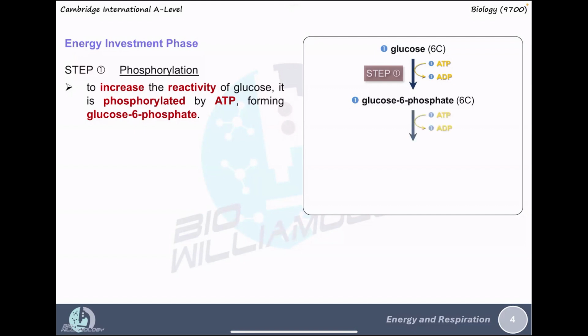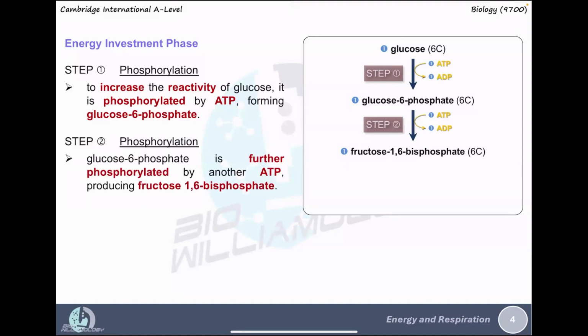Therefore, we have a further phosphorylation where another molecule of ATP phosphorylates glucose 6-phosphate to form fructose 1,6-bisphosphate. Okay? So step 2 again is termed phosphorylation, where this glucose 6-phosphate is further phosphorylated by another molecule of ATP to form fructose 1,6-bisphosphate. So now fructose 1,6-bisphosphate has sufficient energy.